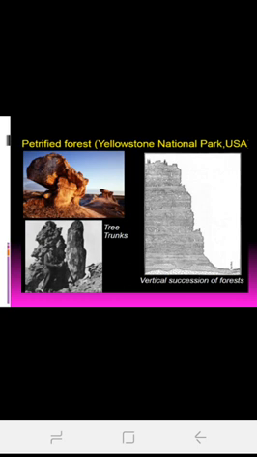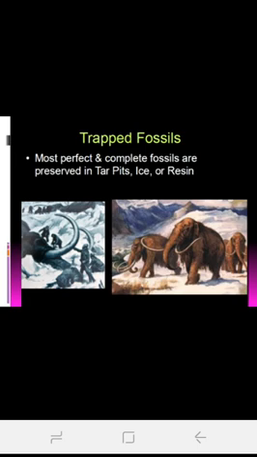Then you can see some pictures. This is a petrified forest of Yellowstone National Park in the USA. Its picture you can see. The second one is a tree trunk that is fossilized. Then a vertical succession of forest fossilized. Then some other important fossils usually occur in trapped condition. You may have heard about a mammoth. That's the most perfect, complete fossil that may be trapped in ice or resin, etc.